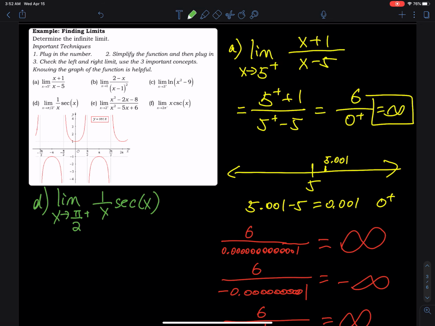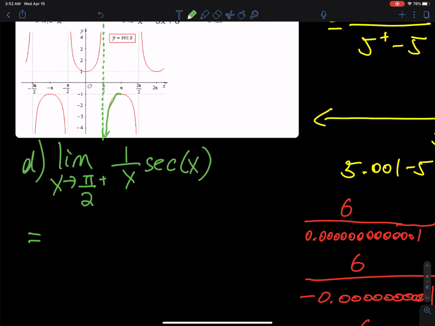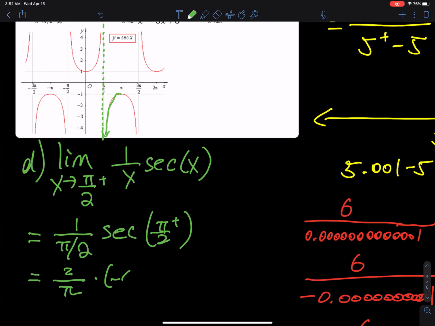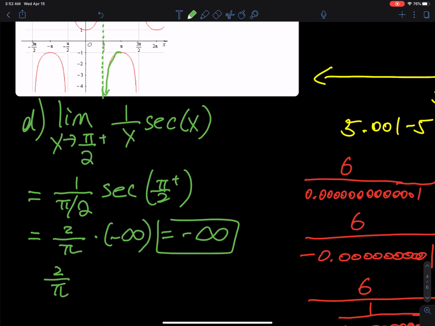But what about the secant? The graph of secant is right here. And then pi over 2 is a vertical asymptote. As x approaches pi over 2 from the right, what's here? That is like a negative infinity, right? So you have something like 1 divided by pi over 2 times secant of pi over 2 from the right. So this is 2 divided by pi times a negative infinity, which makes the whole thing negative infinity, right? Something that is very large, like 2 over pi times this.